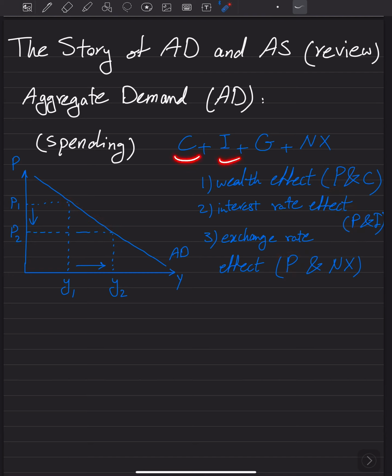But if any of these four factors change, not because of the price, so the price is going to be the same, price is not going to change, but if C, I, G, and net export change, we're going to have a new structure for the aggregate demand, and aggregate demand will shift.